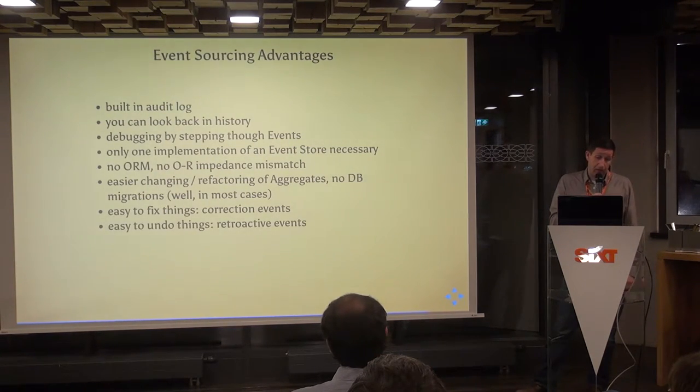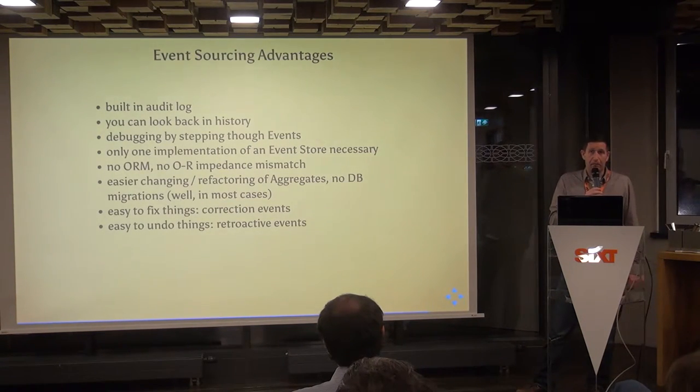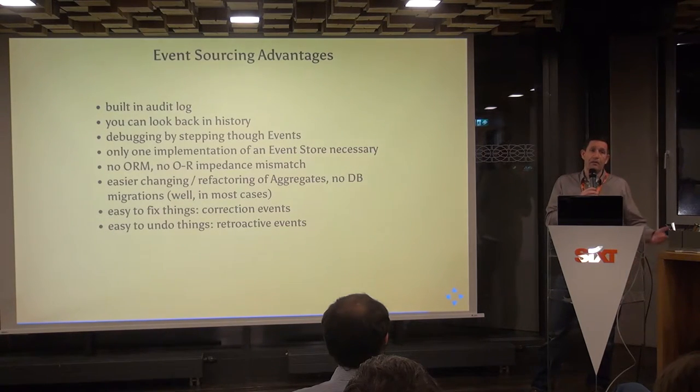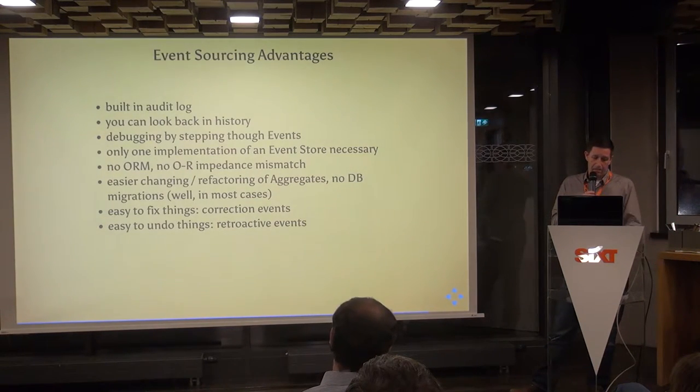It's also easy to undo things. That's called retroactive events. Basically, retroactive is a bit different from correction. Typically, stuff like what we already saw, deleting or removing, or whatever you call it, a customer is retroactive, because first you created him and then you do the opposite. So for your system, he doesn't exist anymore.